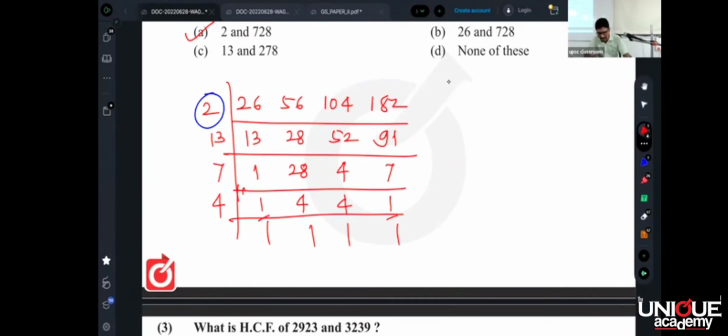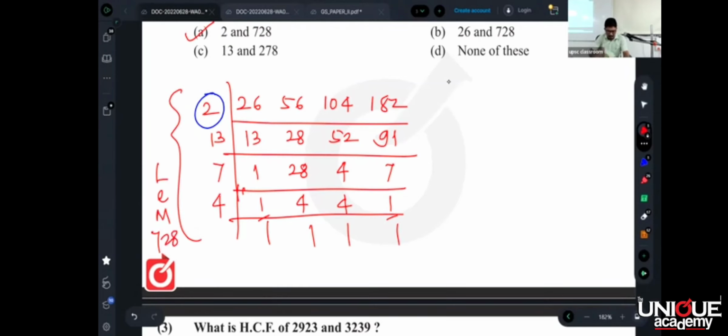All ones after that. Now, the product of all these is the LCM, and that LCM you will get by multiplying these. 728. HCF is 2. LCM is 728.